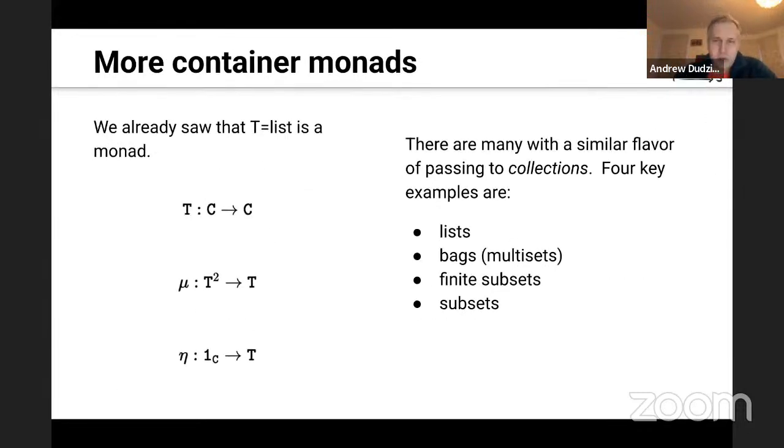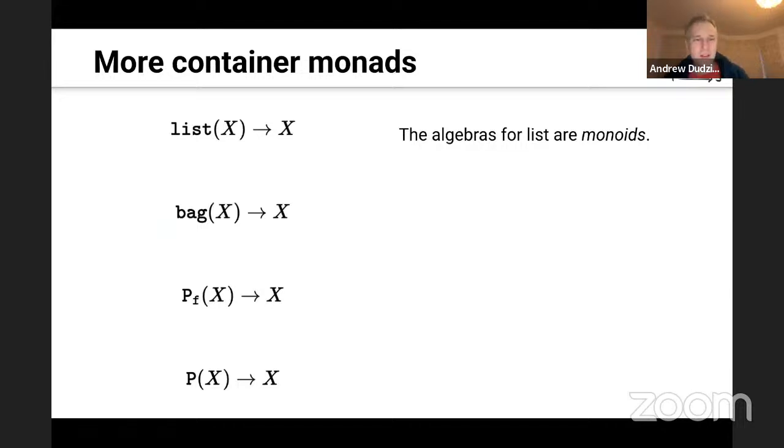Right. So to go back to lists briefly, I want to say that there's a bunch of monads that all feel kind of similar to list, and I just wanted to run through them quickly. So we did lists, but then there's also bags, which are sort of like lists, but without an ordering. Finite subsets. So you look at all the binary classifiers on your type that only say yes to a finite number of things, and then all the subsets, all the binary classifiers. So let's go through these.